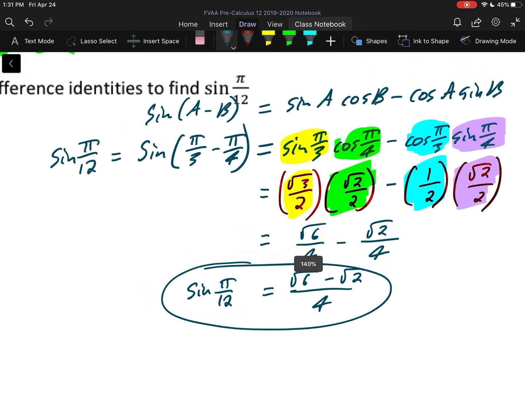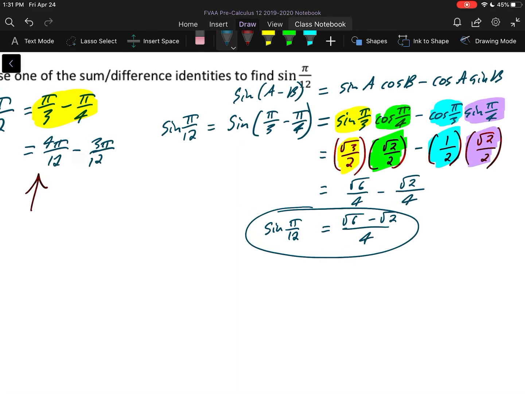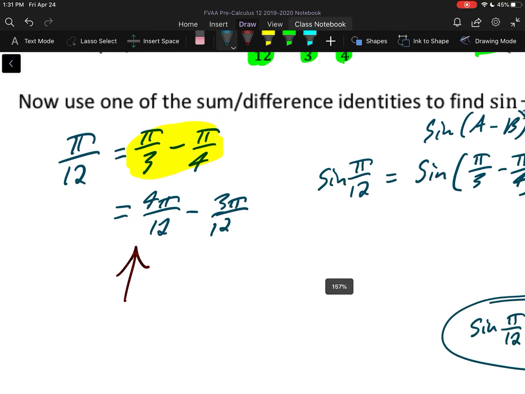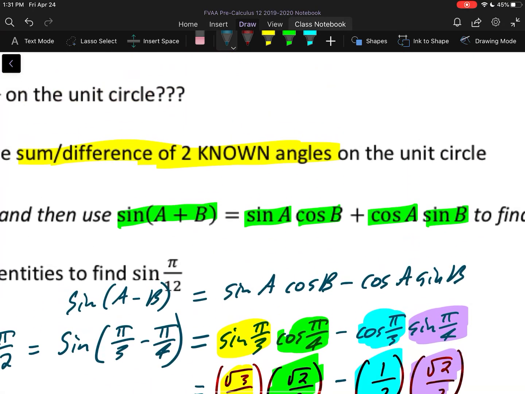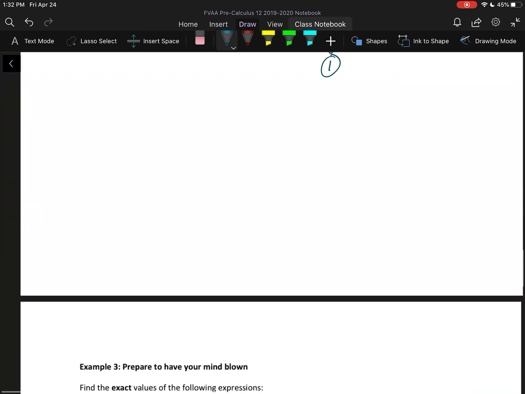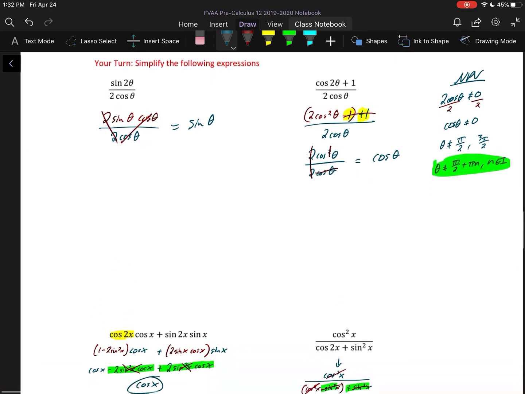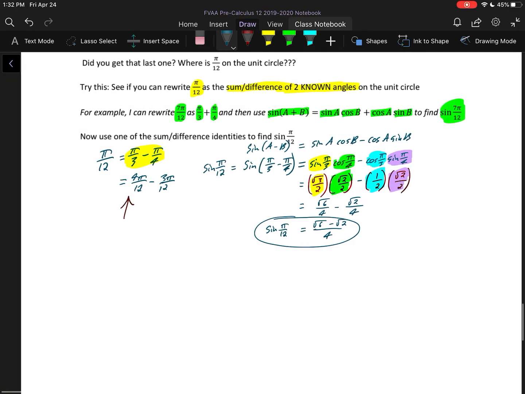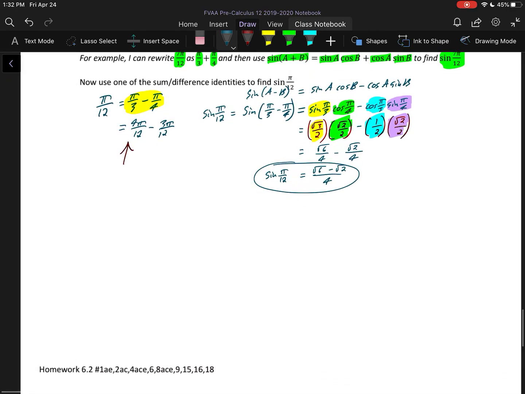So even though pi over 12 was not on our unit circle, because I could find two angles that added to each other, or the difference between them, which were on the unit circle, I was able to use, in this case, the difference identity to find the exact value of an angle that was not on my unit circle. This is a very common question you're going to see for using these sum identities or difference identities. You're not going to see them as much in simplifying or proving these types of equations, though you will see them. Don't completely bar them from your toolkit, but these are more common applications for this.